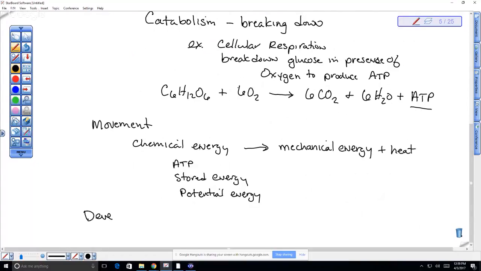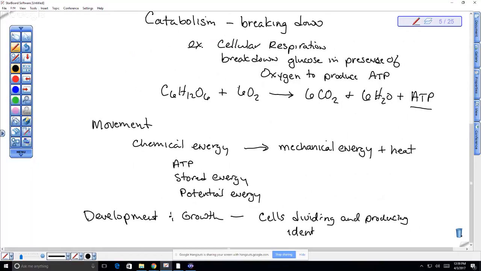development and growth. So development and growth involves a specific type of cell division. So we have cells dividing and producing identical cells. So this is what is called cell reproduction.